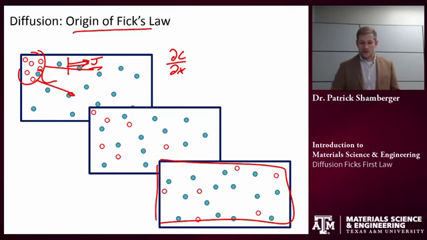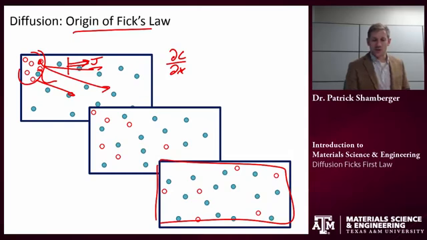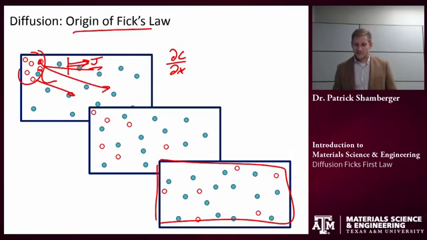But where does this come from, right? Because diffusion on an atomic scale is a random, disordered process. So there's nothing that's telling, hey, you atoms, you have to move over here. So what is the origin of this macroscopic law? And that's what we're going to talk about.